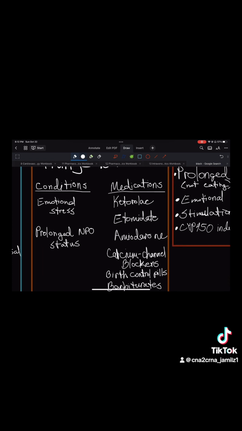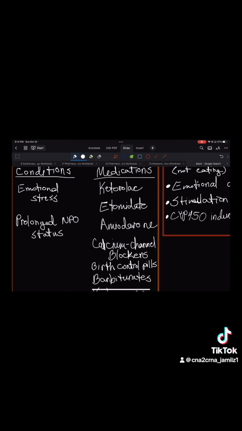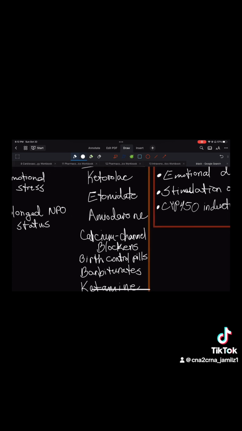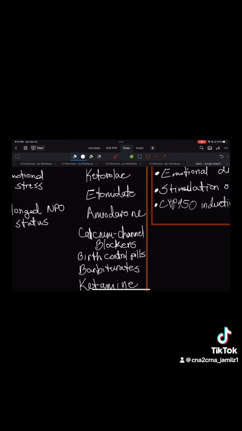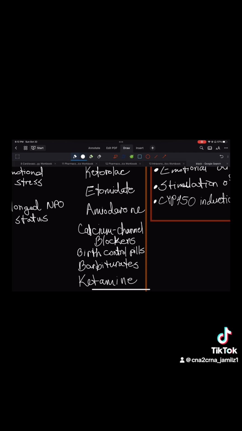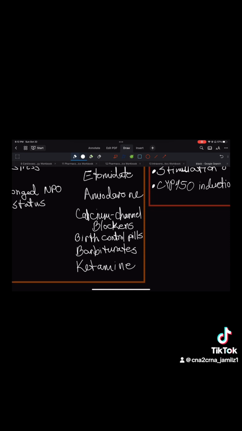Medications to avoid would be ketorolac or Toradol, etomidate, amiodarone, calcium channel blockers, birth control pills. We, of course, do not prescribe birth control pills, but it's good to know whether or not somebody's on birth control pills. It's something that we do need to know. Barbiturates, like I mentioned earlier, like Brevital, different things like that. Ketamine, that's a big one. As you can see, these are things that we use very often, like ketamine and Toradol. I don't see people use etomidate that much, but it's good to know that this should be something that should be avoided in these patients.